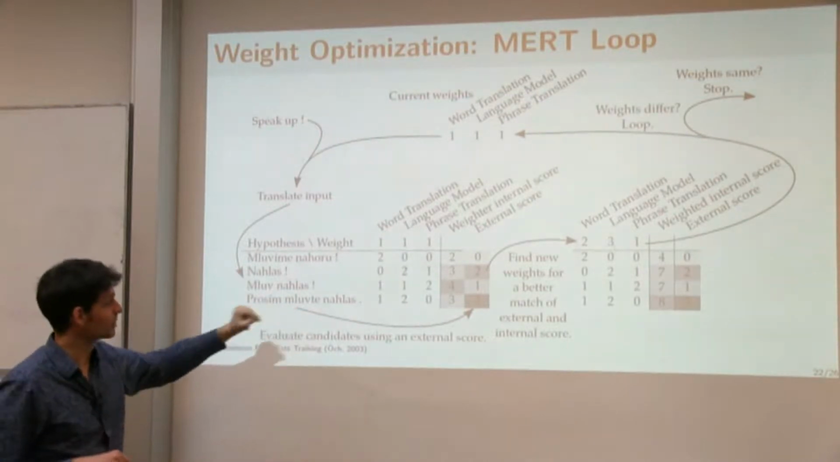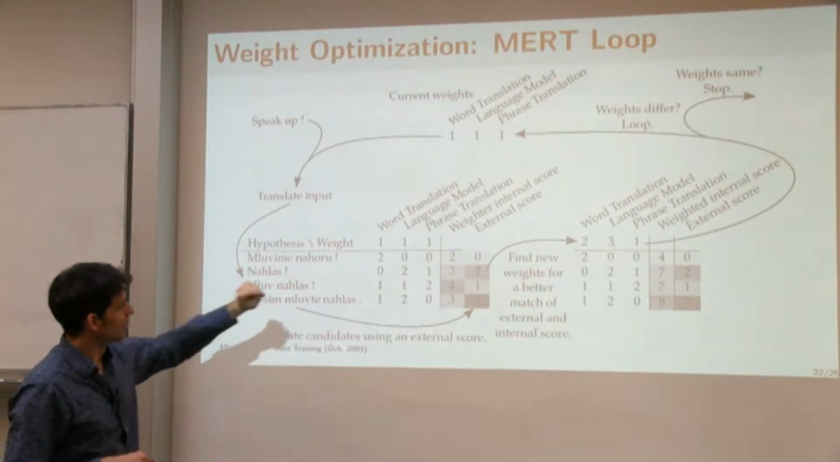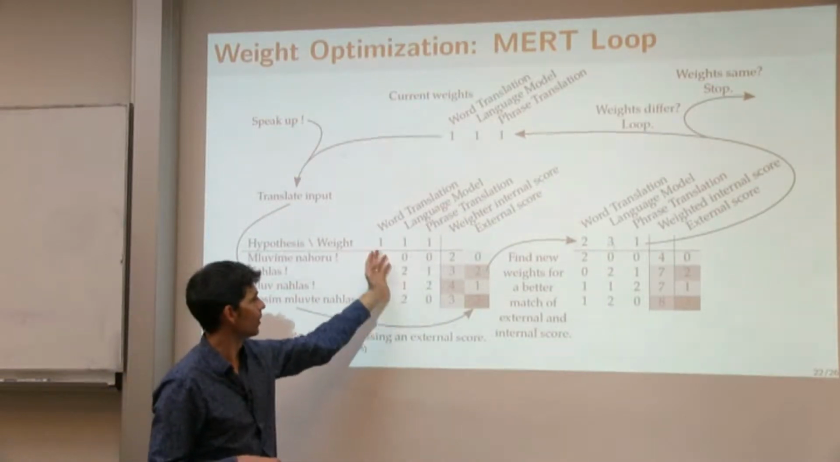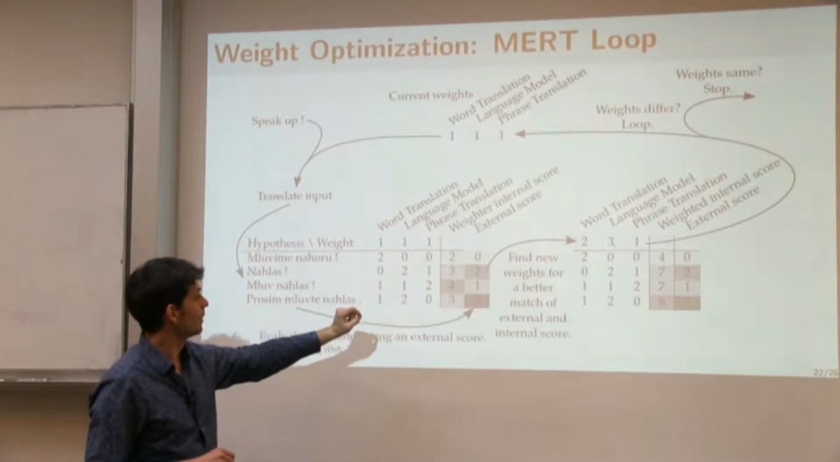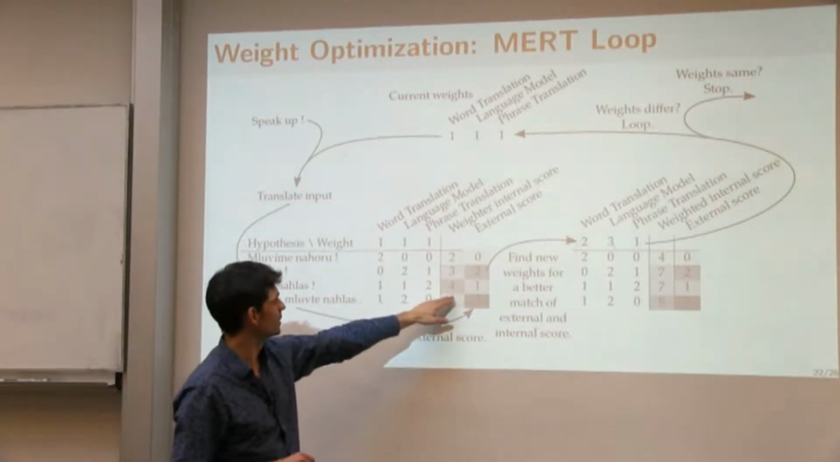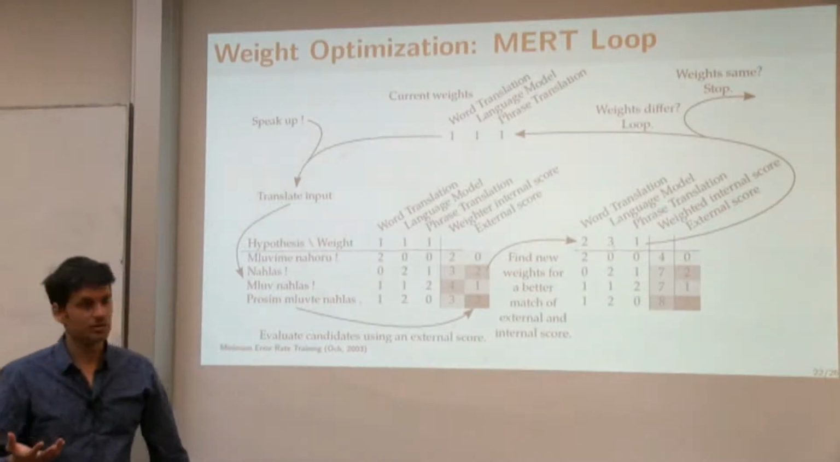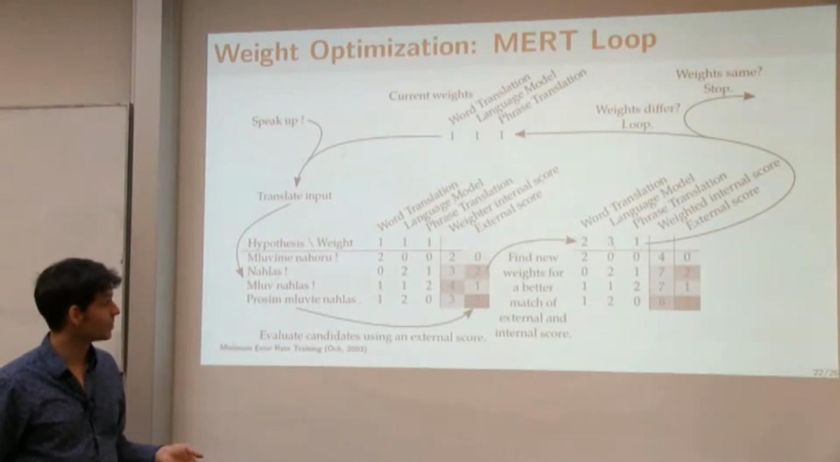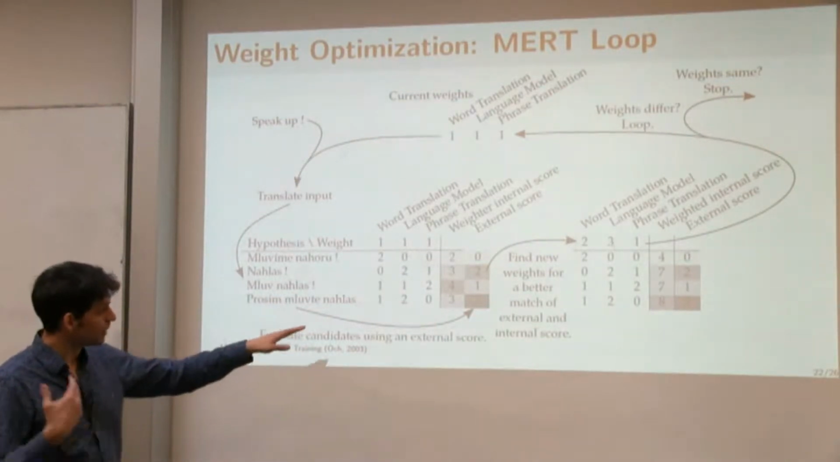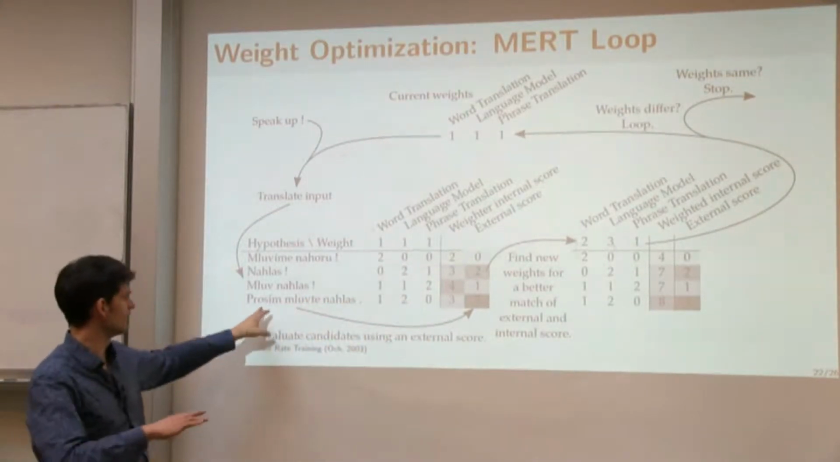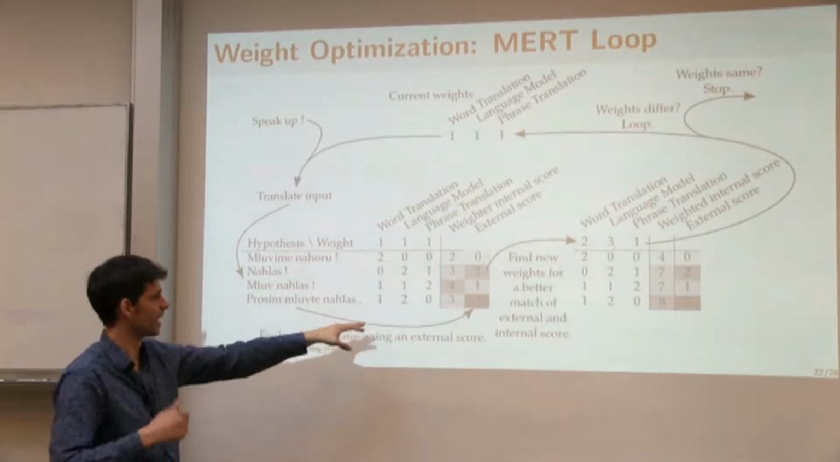Then we have the 4 hypotheses and so on. So right now, based on the current weights of 1, 1, 1, the highest scoring candidate would be this "mluv nahlas". And it turns out that based on the reference translations, people would rather the translation to be more polite, to say, could you please speak up?